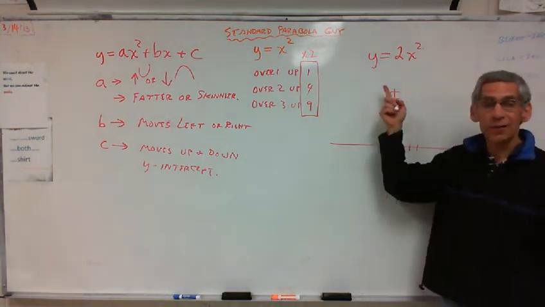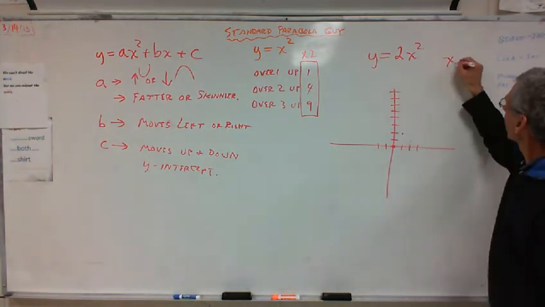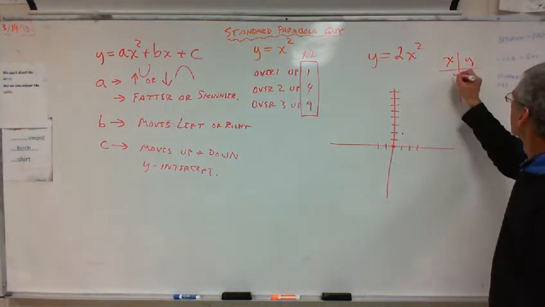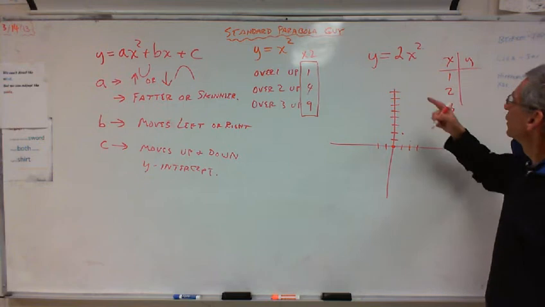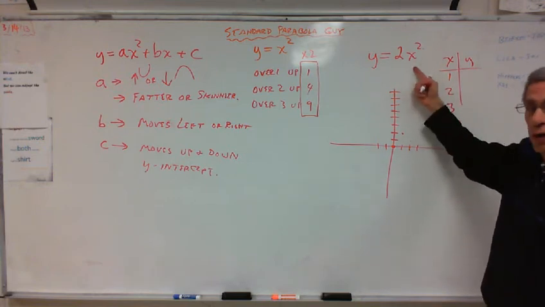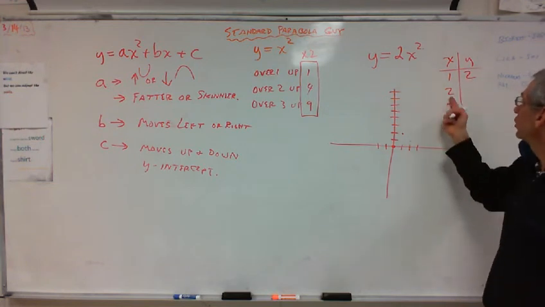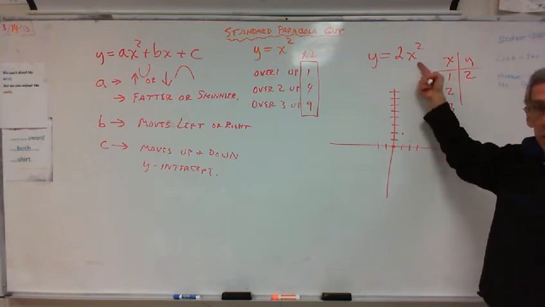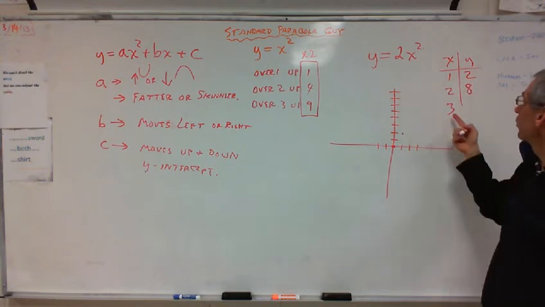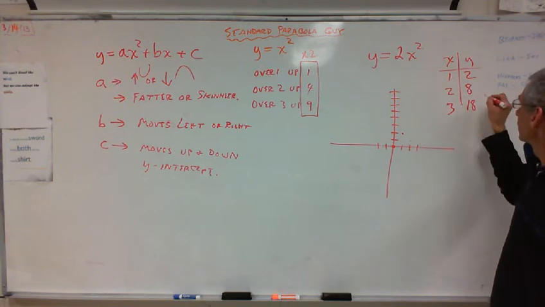If you plugged them in with a T-chart, let's just try x values 1, 2, and 3. If I plugged 1 in, I would have 2 times 1 squared. 1 squared is 1, 2 times 1 is 2. If I plugged in 2, 2 squared is 4, 2 times 4 is 8, so y would be 8. If I plugged in 3, 3 squared is 9 times 2 is 18. Did I do that right?